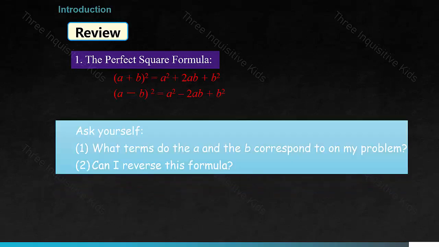I want you to ask yourself, what terms do the a and the b correspond to in my problem? And can I reverse this formula when calculating? Because sometimes when you are calculating an expression, you have to figure out which term is equal to a in this case and which term is equal to b. And in some problems, you actually don't go from a plus b squared to a squared plus 2ab plus b squared. You actually have to reverse it. So you go from a squared plus 2ab plus b squared back to a plus b squared. And that's going to make simplifying easier.